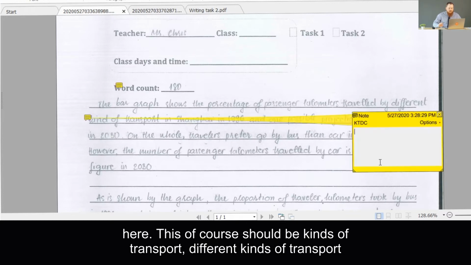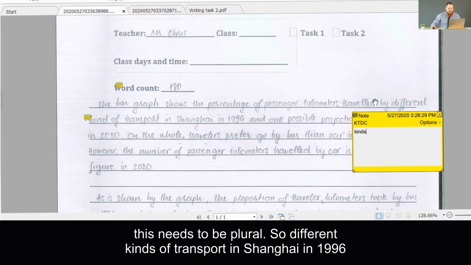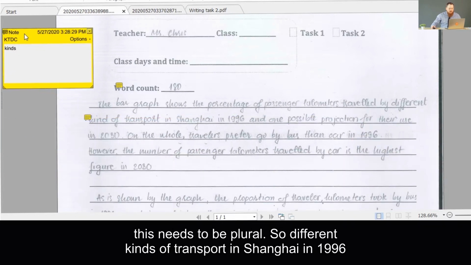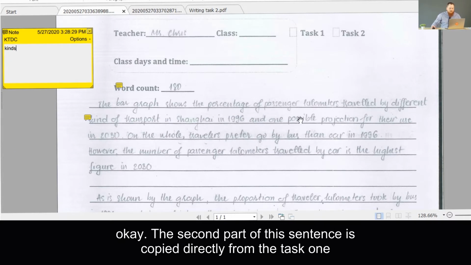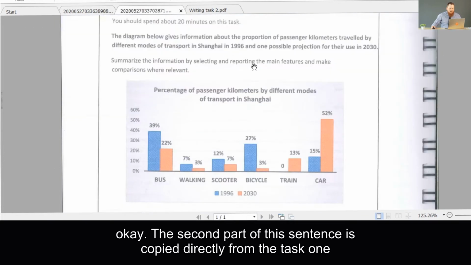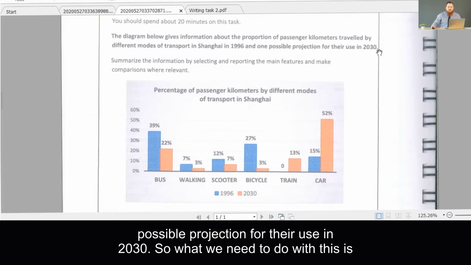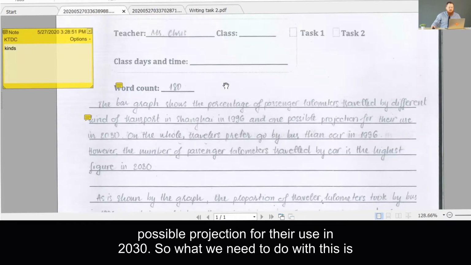This, of course, should be kinds of transport, different kinds of transport. This needs to be plural. So different kinds of transport in Shanghai in 1996 and one possible projection for their use in 2030. So the first part of this is okay. The second part of this sentence is copied directly from the task. One possible projection for their use in 2030.